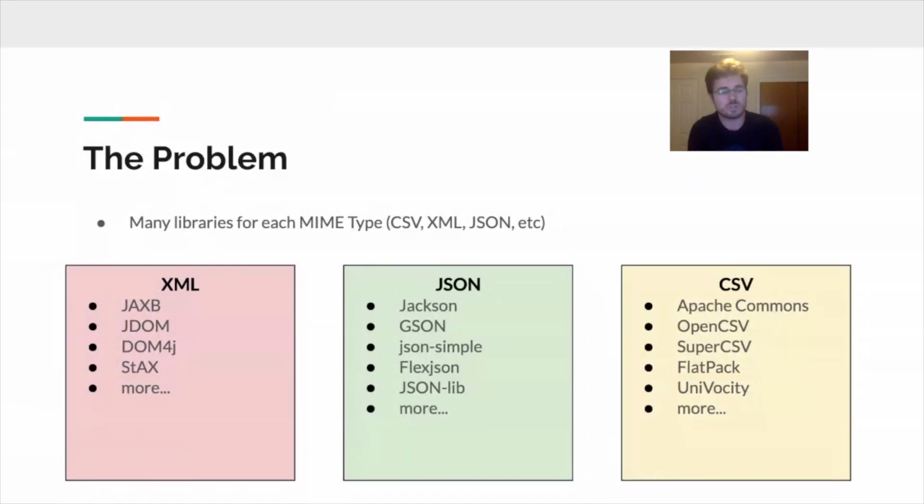Each one of those choices has their own strengths and weaknesses. Some of them are much more popular than others, like Apache Commons versus Univocity for CSV, for example. I hadn't heard of Univocity until I was doing this talk, but Apache Commons is pretty prolific throughout the community.